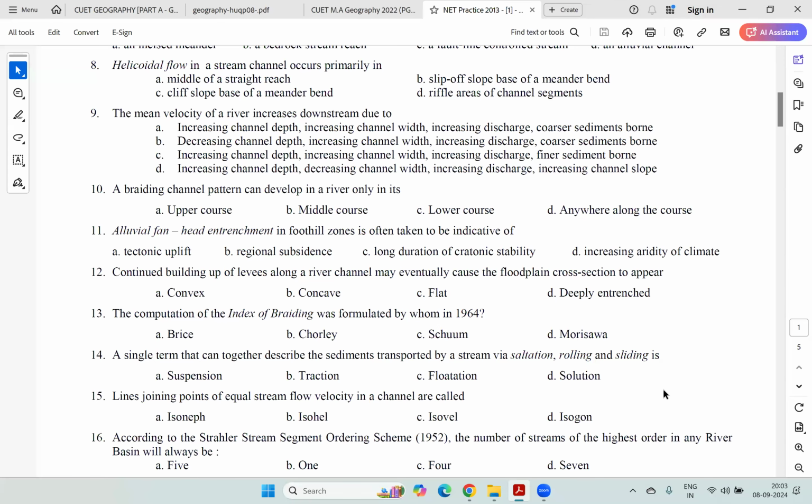All right. So you have done Strahler stream ordering. Okay, the Strahler stream ordering scheme you have done in your topo sheet classes. In the Strahler stream ordering scheme, how many streams of the highest order will there be in any river basin? 5, 1, 4, 7? Which one? The highest order river in a basin will be how many? It will always be 1. Okay, so 16 is B. Okay, 16B.